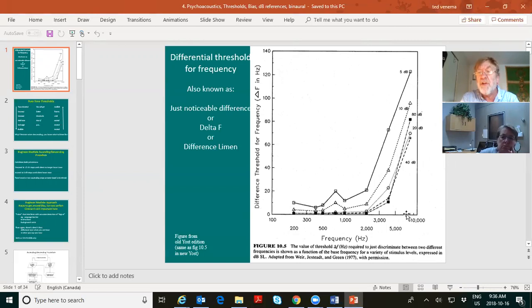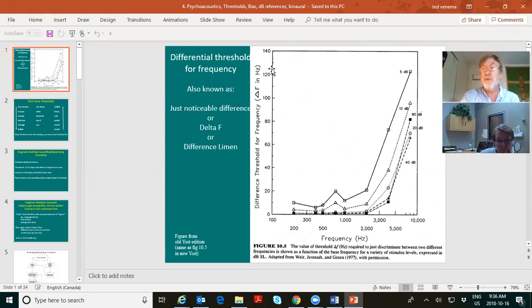So what if I played you a 4,000 or 5,000 hertz tone? Some really high-pitched tone, really soft at 5 dB. How much change would I need to make to that high-pitched tone for you to notice a difference? Look at this. I'd need to make about 120 hertz difference for you to notice that there was a change.